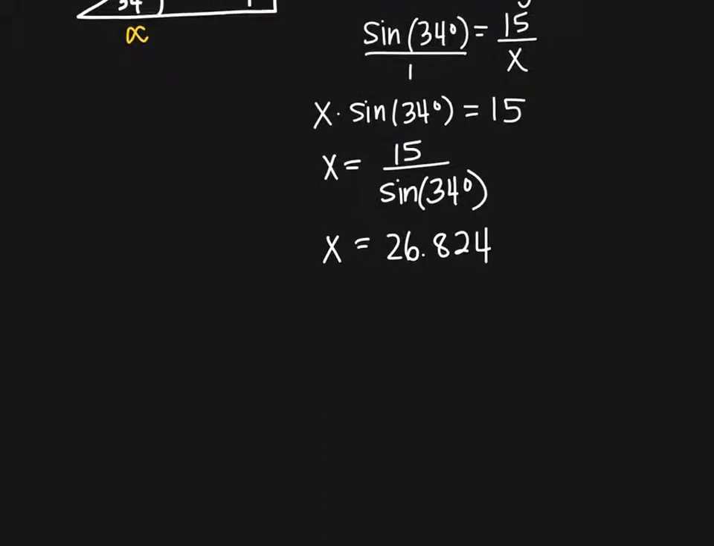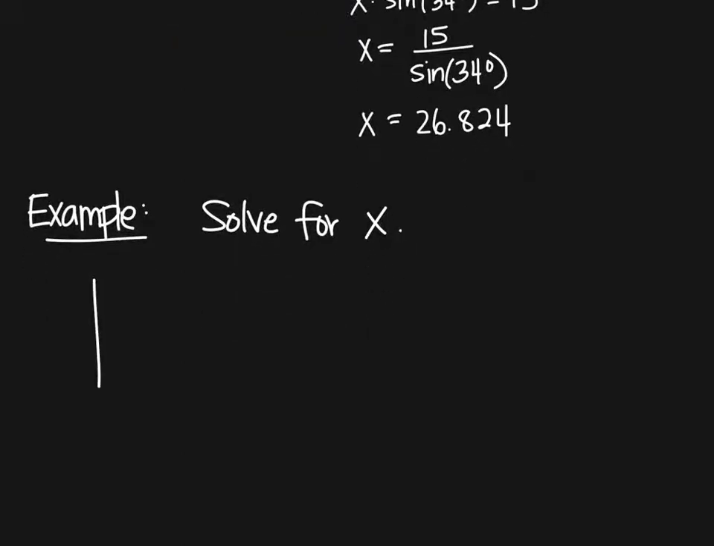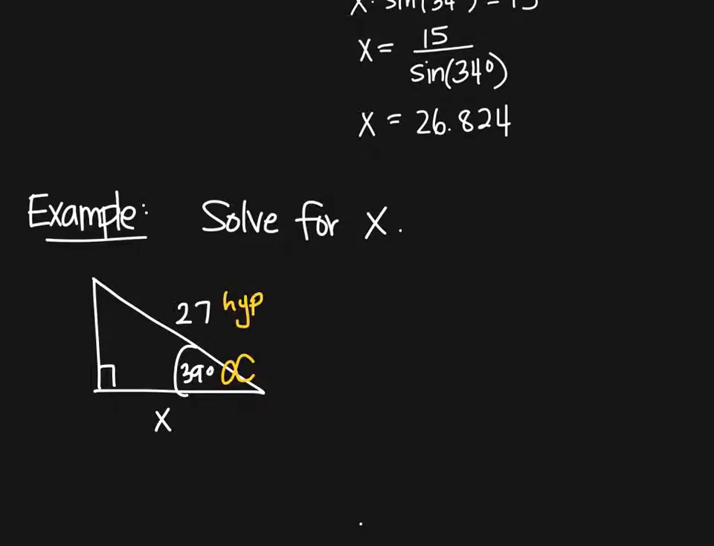Okay, one more and we're done. All right, last one is also solve for x. All right, this time the picture looks like this. Okay, the right angle down here. X here, 27 and 39. Okay, so 39 is in the alpha position again. What's 27 in? Hypotenuse. What about x? Adjacent.